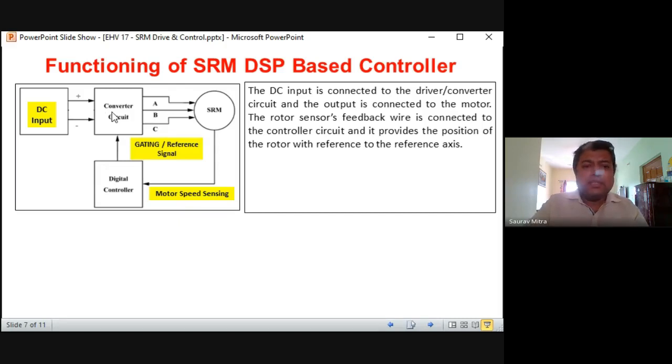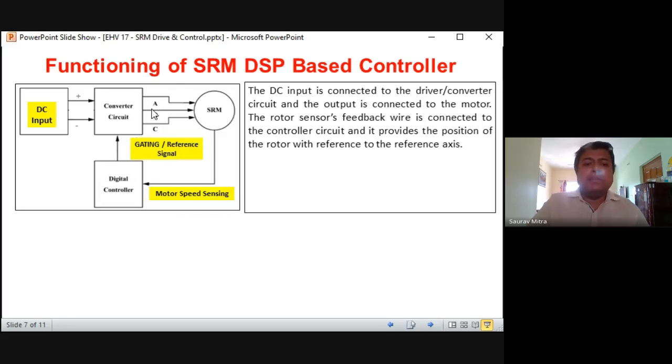But in this case, we are not doing anything like that. This is a digital controller which has input from the SRM motor speed sensing and rotor position sensing. Both are coming to the digital controller, and depending on that, the digital controller decides which phase is to be given which kind of supply, so that it becomes a north pole or south pole. Accordingly, the gating or reference signal is given to the converter circuit.